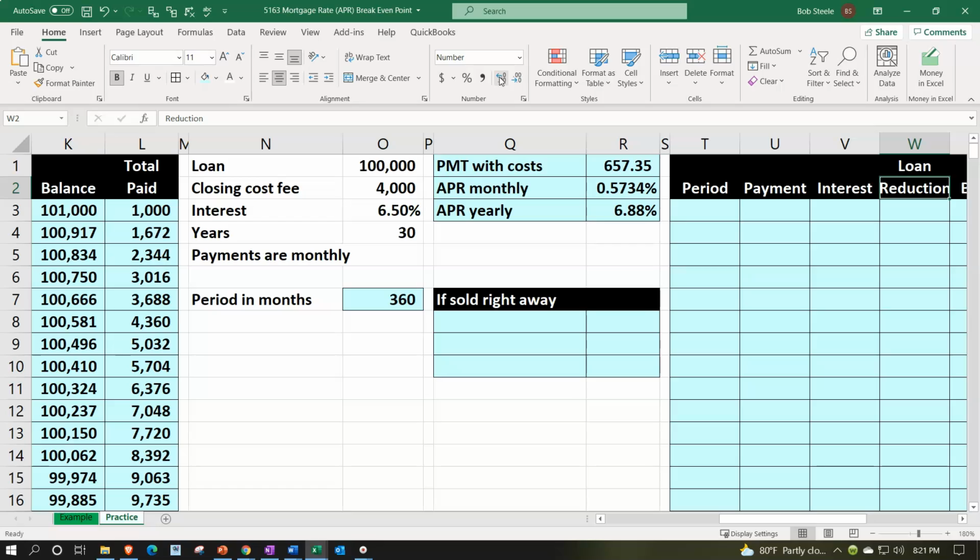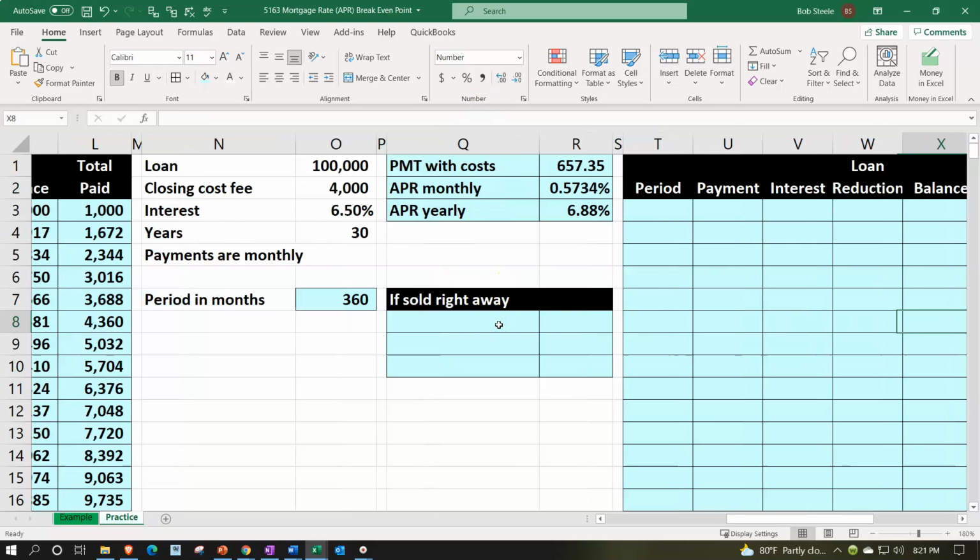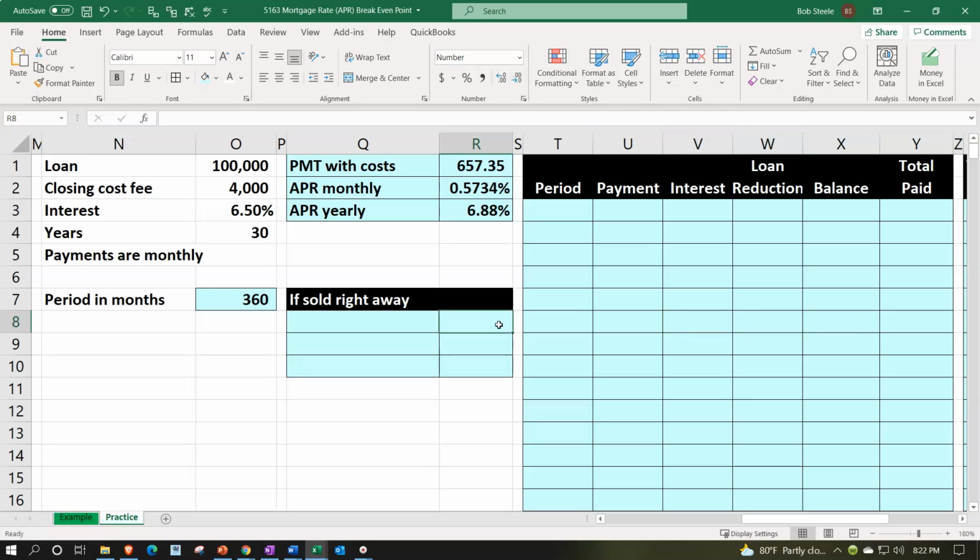However, if you're saying, hey, I think I'm only going to live in it for like 10 years and then I'm probably going to sell it, then just to emphasize that point, same example we saw last time. If you were to sell it now, let's say we financed it and the whole cost of it was 100,000, and then the company added on that 4,000 charge for the loan.